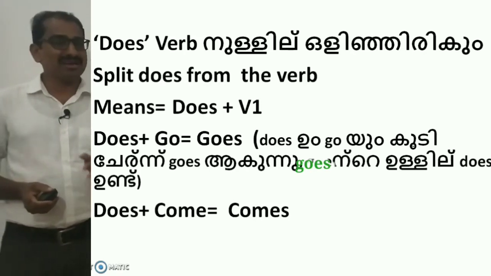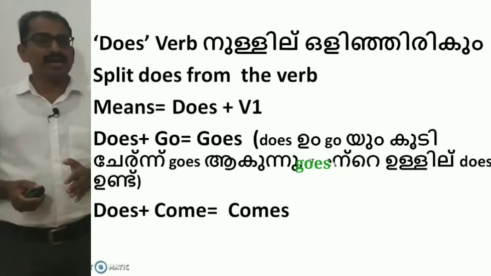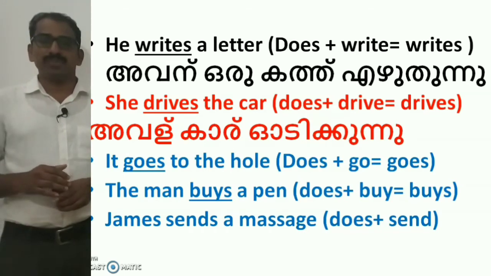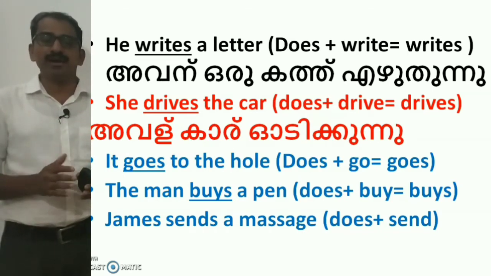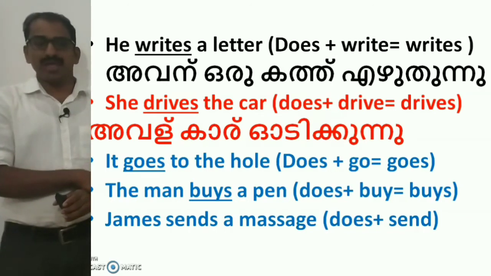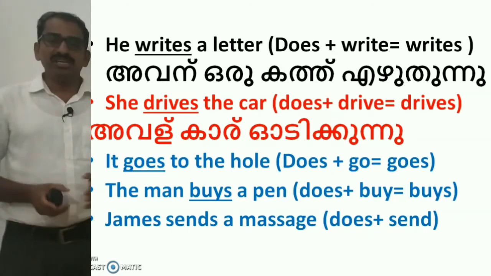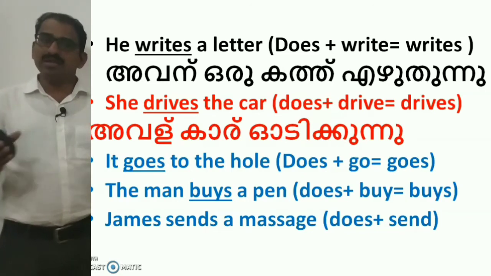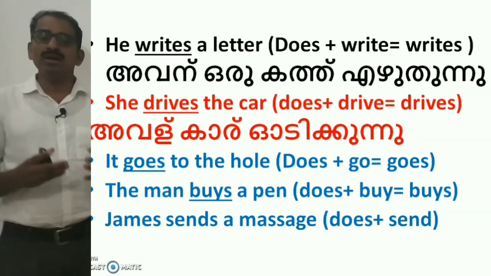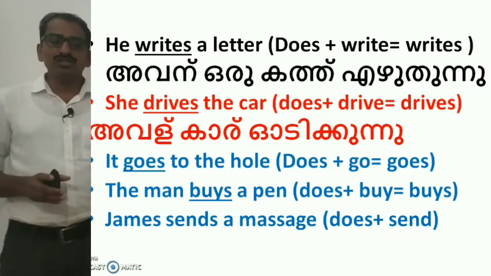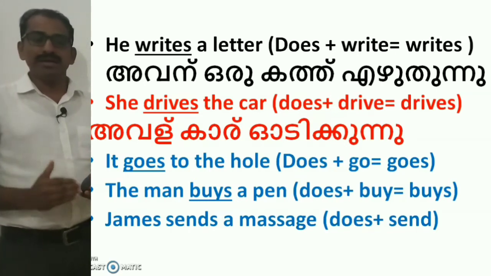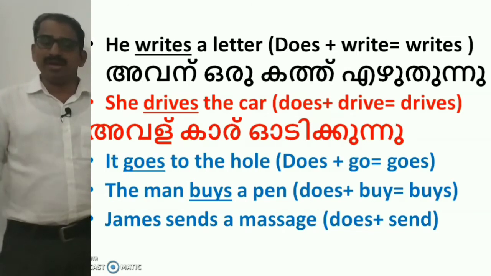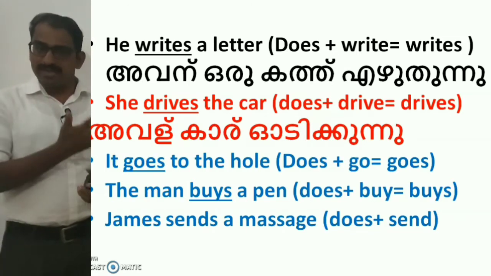We can split the auxiliaries from the sentences. You find out the auxiliary from these sentences. Example, he writes a letter. That means writes here is does plus write. Avan oru kathu ezhuthunu. She drives the car. That means drives is does plus drive. Aval kaaru odikkunu. It goes to the hall. That means goes. Does plus go becomes goes. So the man buys a pen. Does plus buy becomes buys in the sentence.